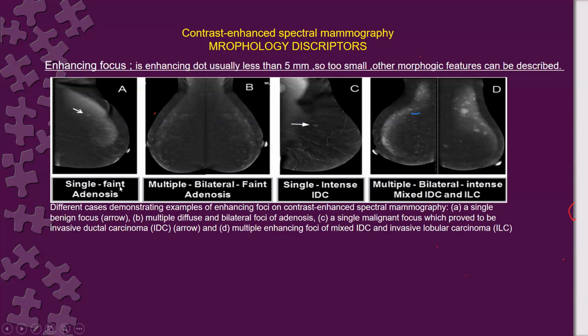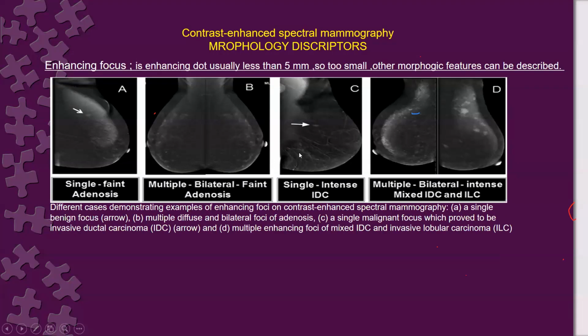Here, this is single but faint, in a case of adenosis. This is single but intense, in a case of invasive cancer. These are multiple foci, but faint, in a case of adenosis. These are multiple bilateral foci, but asymmetric and intense, in a case of mixed invasive lobular carcinoma and ductal carcinoma.